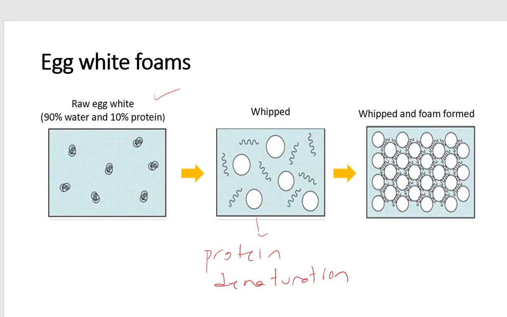So denaturing the proteins exposes hydrophilic, water-loving, and hydrophobic, water-fearing parts. The hydrophobic parts of proteins orient themselves around the incorporated air. So this forms a protective lining around the air bubbles, so they don't pop. So depending on how long the egg whites are beaten, a foam can be classified as soft, firm, or stiff. So what factors affect that foam formation, the foam performance?